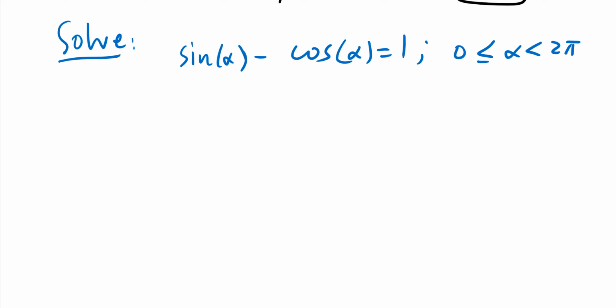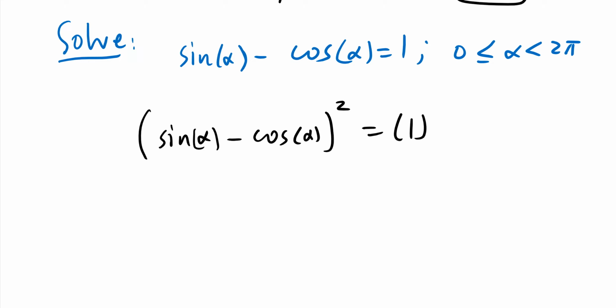But here, there are several ways to do this. You can first add cosine alpha to both sides and square both sides. Or you can subtract sine alpha on both sides and square both sides. All of this will work. Or you can go ahead and square both sides right away. So keep this the same, sine alpha minus cosine alpha, square this, equals 1 squared.